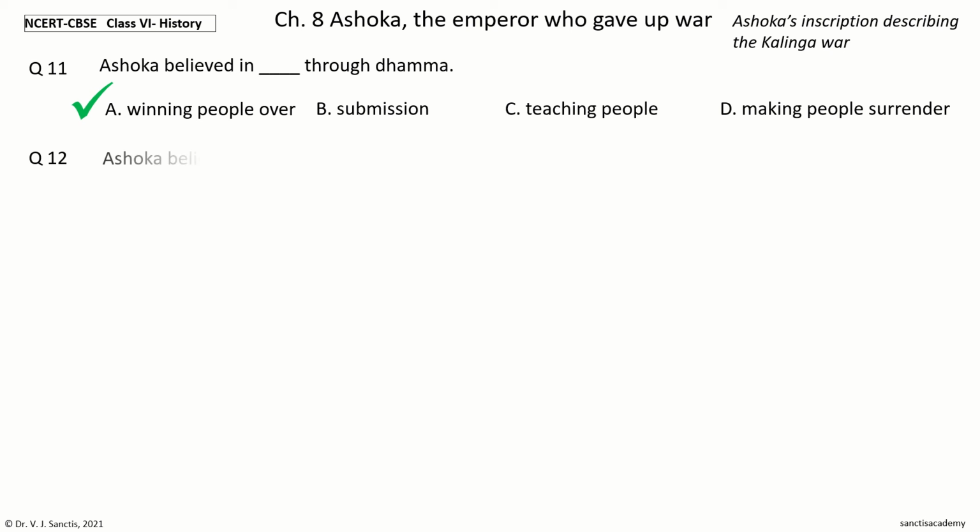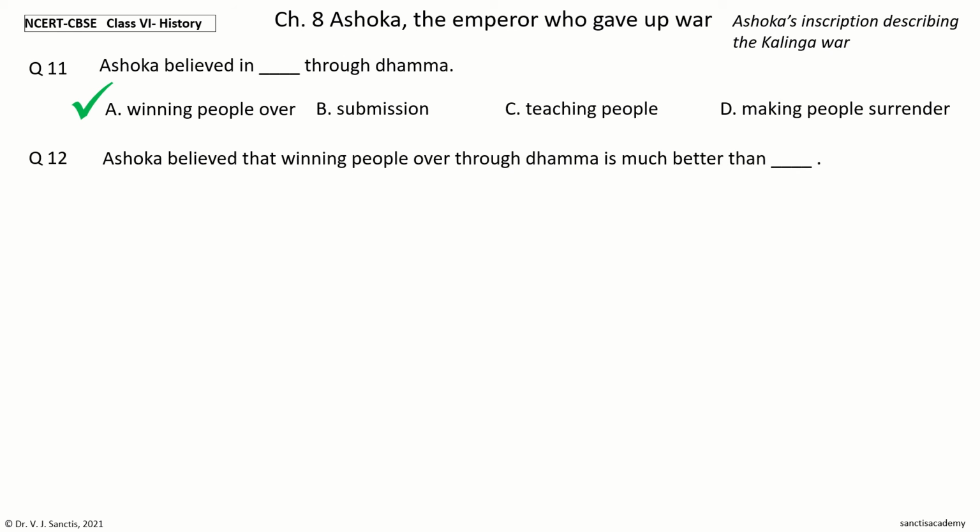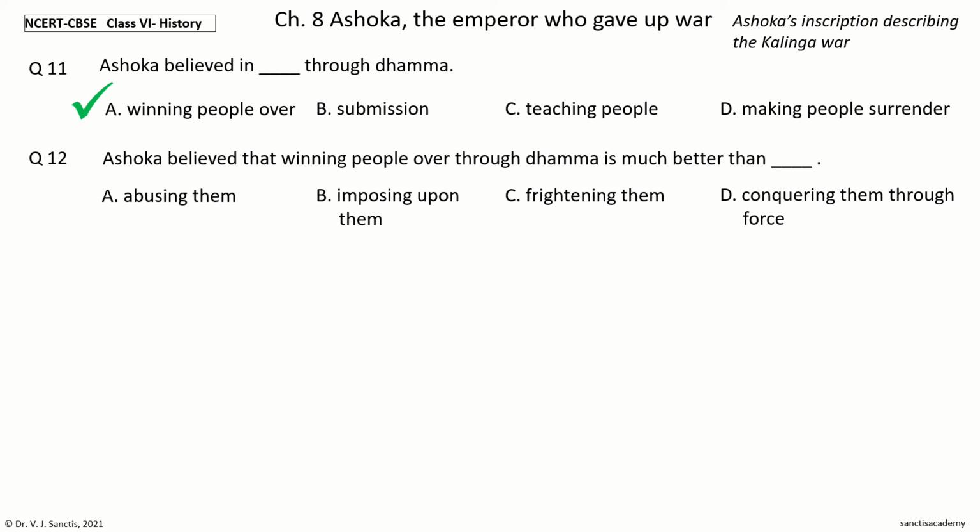Question 12. Ashoka believed that winning people over through Dhamma is much better than dash. The options are abusing them, imposing upon them, frightening them, conquering them through force. Your time to choose. And the answer is conquering them through force. So, Ashoka believed that winning people over through Dhamma is much better than conquering them through force.